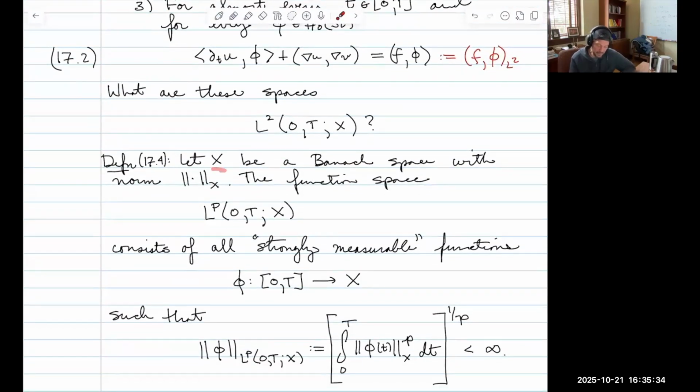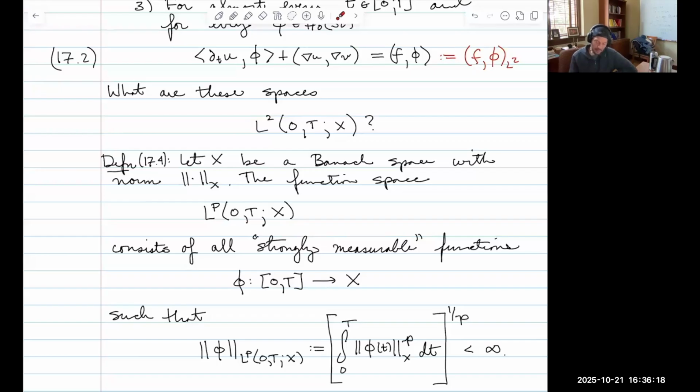Let X be a Banach space. This X I can think of as the spatial part of my function. So let X be a Banach space with the usual Banach space norm, whatever it is, denoted by the subscript X. The function space L^p(0,T; X) consists, or this is, we're now defining this notation. It consists of all measurable functions, technically, in the technical terminology, strongly measurable functions phi, taking points in (0,T) and mapping each one of those to a point in the Banach space X.